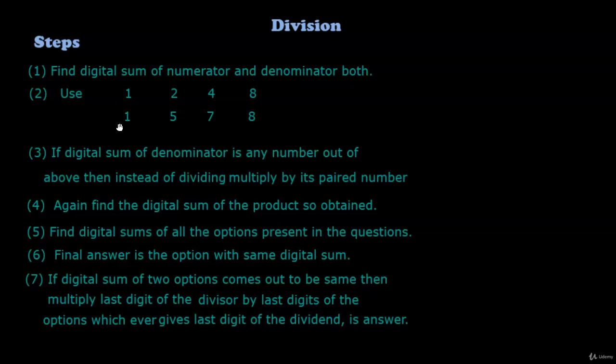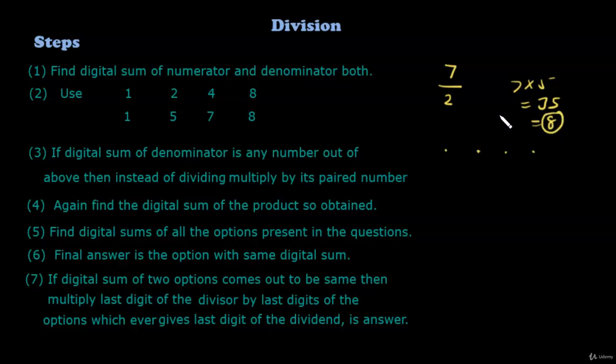This time we are going to use this table. If the digital sum of the denominator is any number out of the above, then instead of dividing, multiply by its paired number. Suppose the digital sum of the numerator is 7 and the digital sum of the denominator is 2, then because its paired number is 5, we will multiply 7 by 5, which is 35, and its digital sum becomes 8 now. So we will choose the option having 8 as the digital sum.